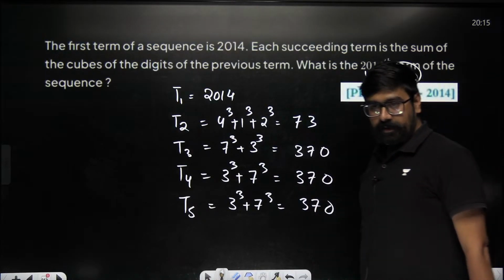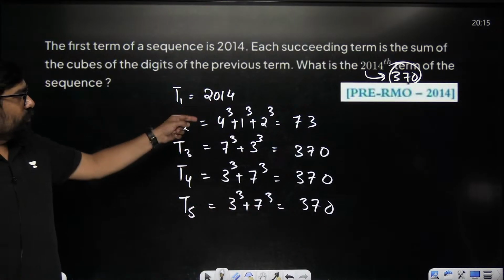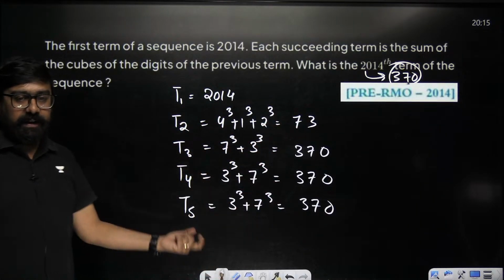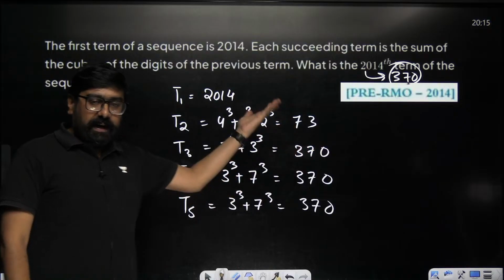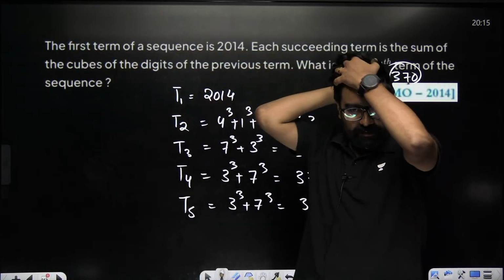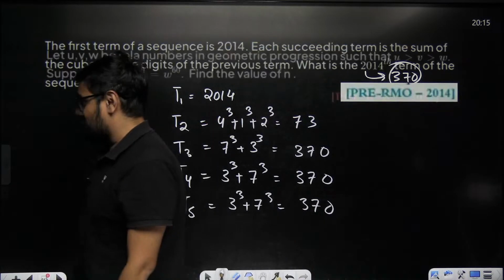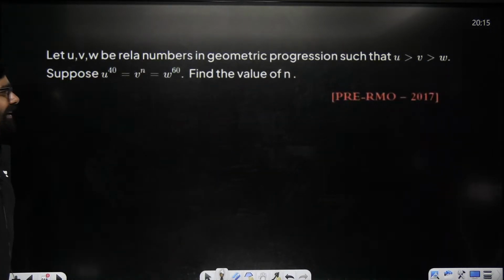What's the problem? Now the sum cannot change, now the terms cannot change, right? 73 will give you 370, and after 370 you cannot do anything. All the terms will be equal to 370. So the 2014th term is also 370. So I think this was the easiest question in 2014. What do you think? Chaliye, next question.